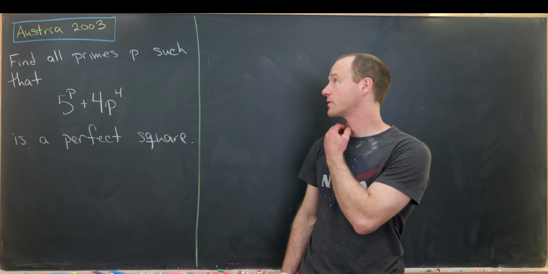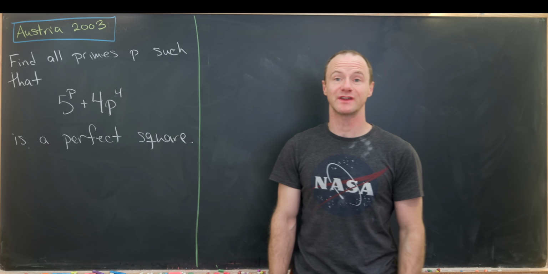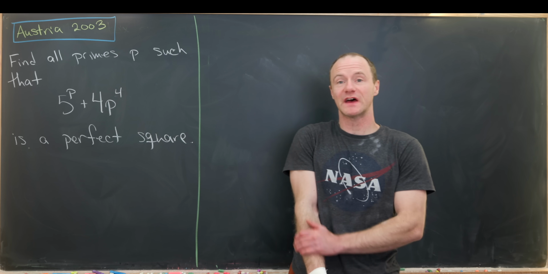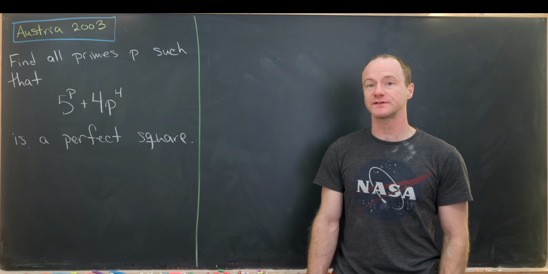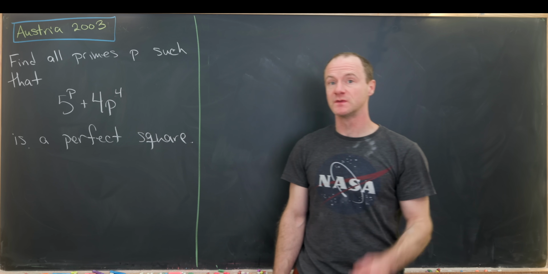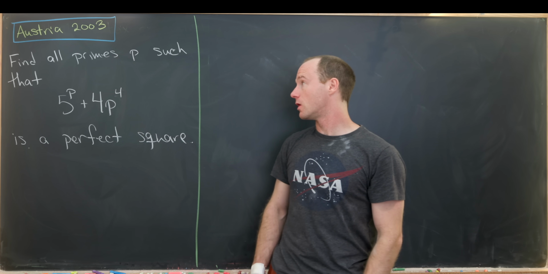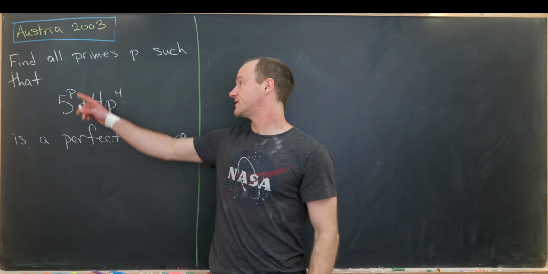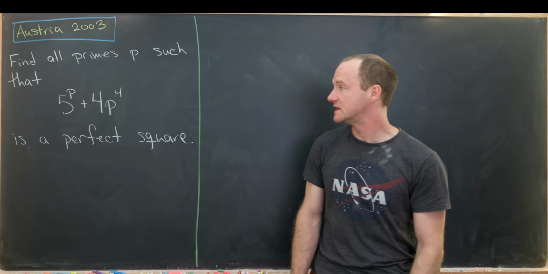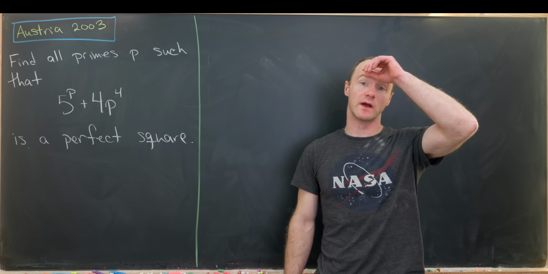Today we've got a nice number theory problem which comes from an Austrian math Olympiad in the year 2003. And it has to do both with prime numbers and perfect squares. So our goal is to find all prime numbers, which we'll denote by p, such that 5^p + 4p^4 is a perfect square.